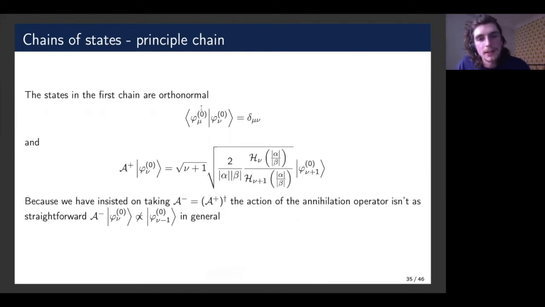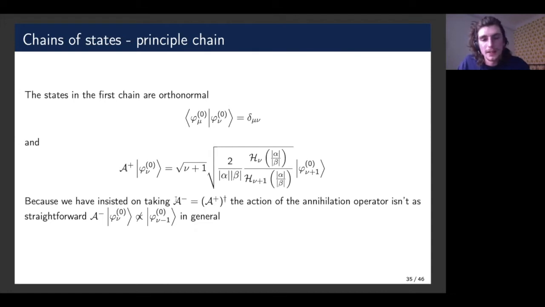And then if we study the states in the first chain, this is actually true for states in other chains, but they're orthonormal after we've normalized them. And again, I mentioned earlier that we took another factor of the square root of nu out, just to make the square root of nu factorial, to make the comparison with the SU2 coherent states a little bit clearer. We have a well-defined action of A plus on phi nu, and it returns this coefficient times phi nu plus one. And so we can build this chain of states in a fairly nice way.